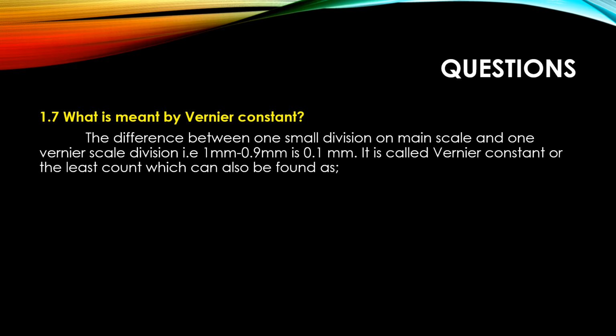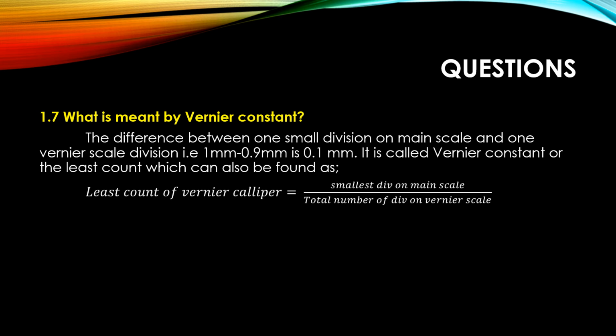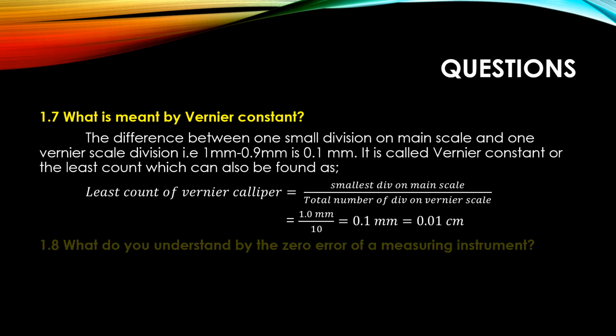It is called the Vernier constant or the least count, which can also be found by using this formula: least count of the Vernier caliper is equal to the smallest division on the main scale divided by the total number of divisions on the Vernier scale, that you have already studied. 1 millimeter divided by 10 is equal to 0.1 millimeter, which is again equal to 0.01 centimeter. So that's the least count and Vernier constant.